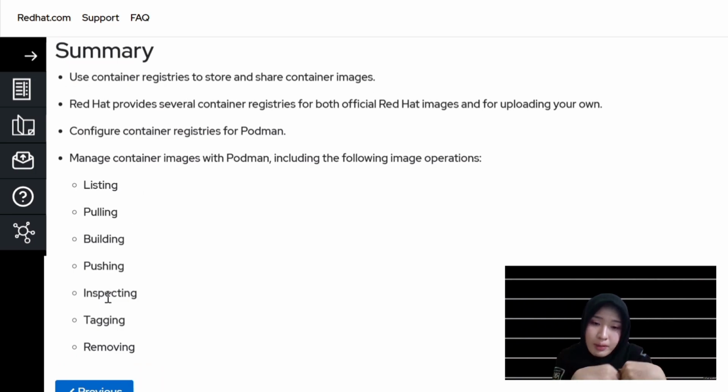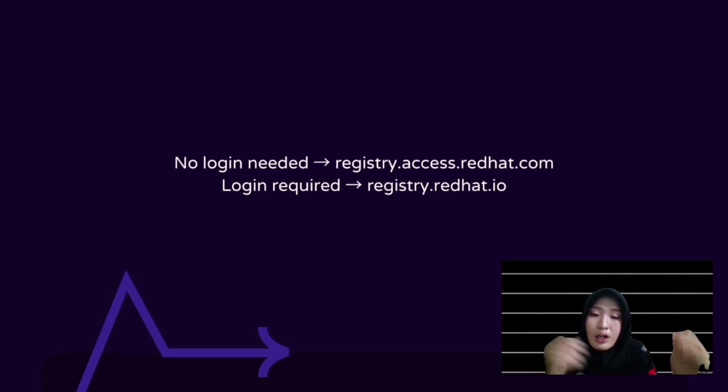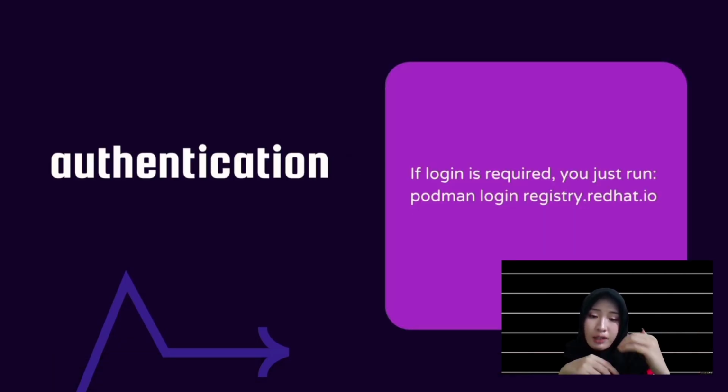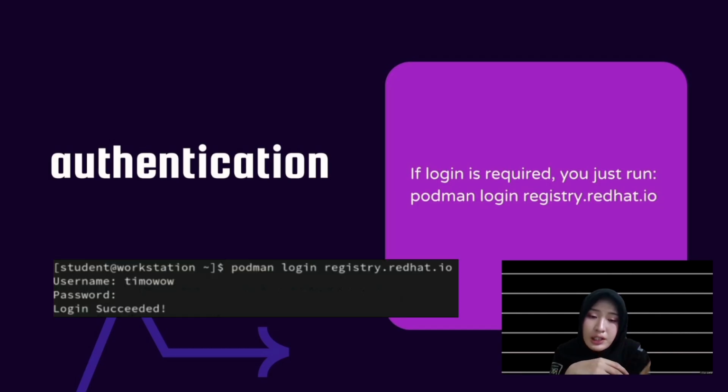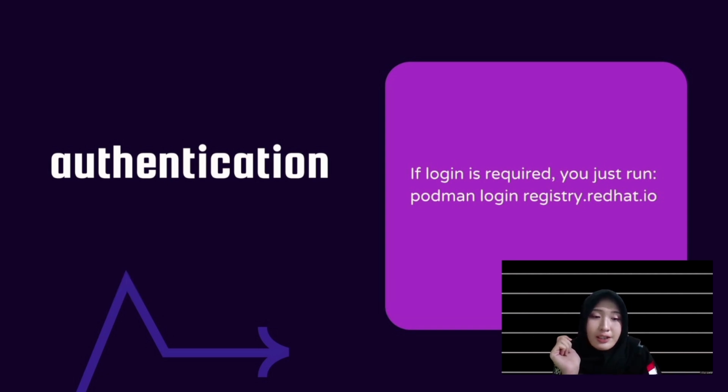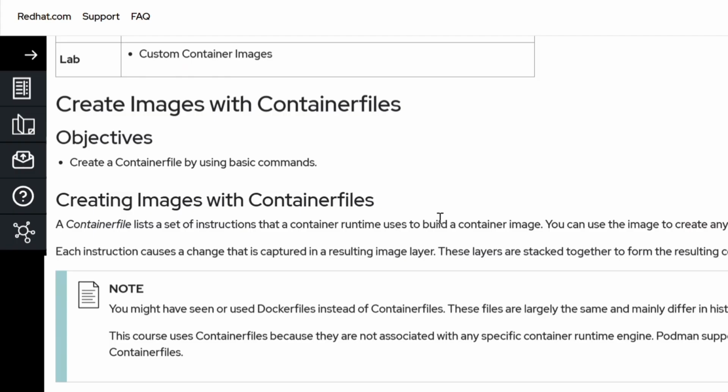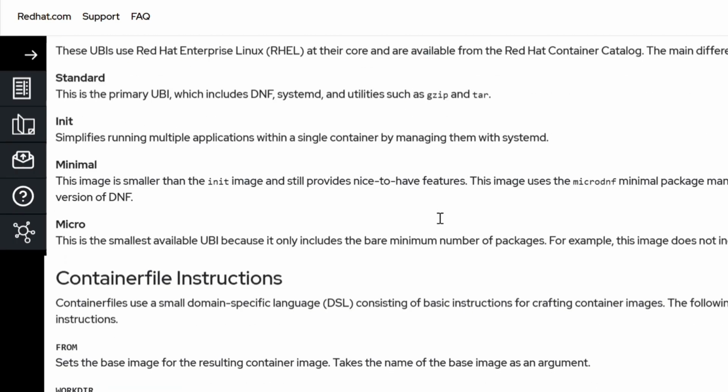That's how mistakes happen. Now let's talk about authentication. Some registries are public, meaning you can access them without logging in. Others are private, so you need credentials. For example, registry.access.redhat.com needs no login, and for the login-required one it is registry.redhat.io. If login is required, you just run podman login registry.redhat.io, then enter your username and password, and boom, you're in. You're successfully logged in. Alright, let's break down custom container images, but in a more streamlined way so it's easier to follow.